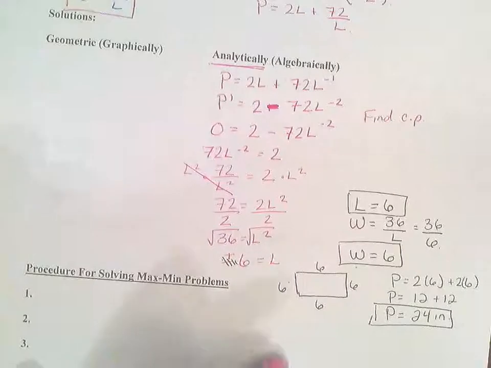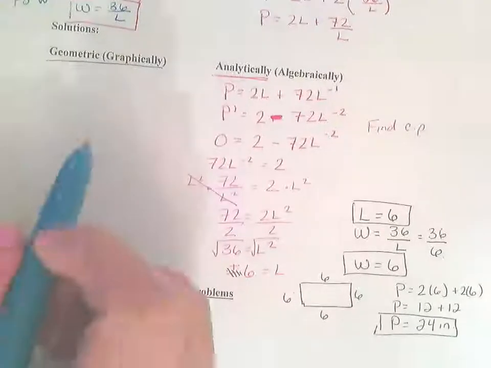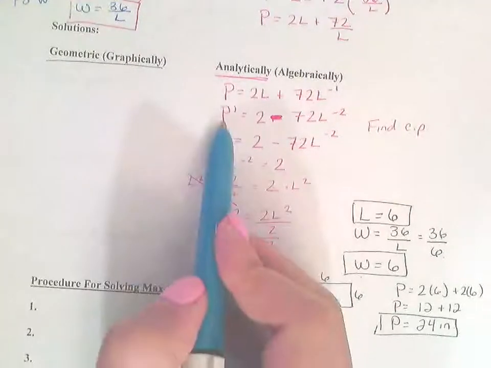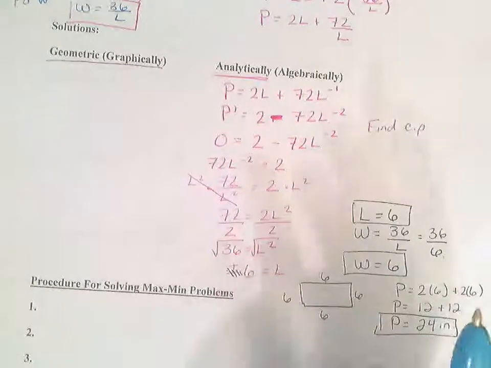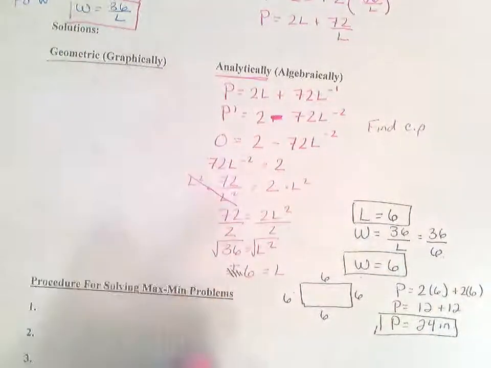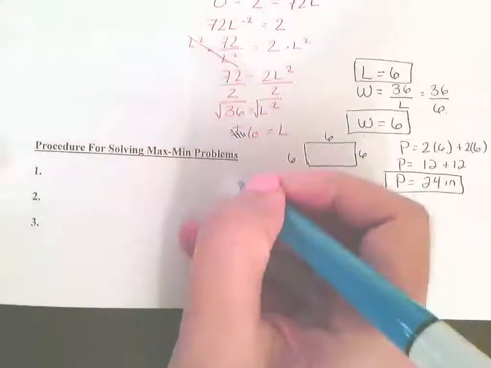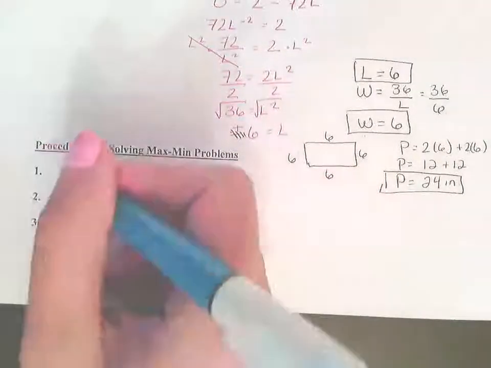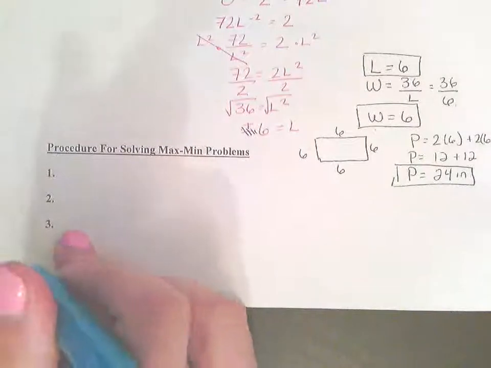Okay? Now the procedure for solving max and min problems. Solving it graphically, you basically get the derivative and then find the zeros. We'll talk about this a little bit in class. So the procedure for solving max and min, I'm actually going to change it up a little bit from what you have in your notes. That's why you see mine are gone.